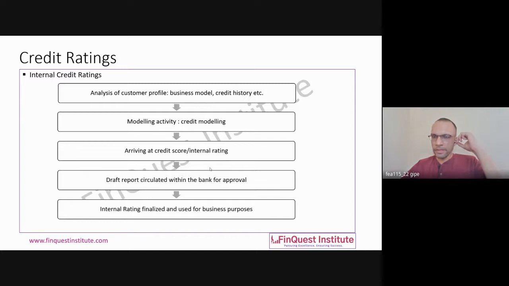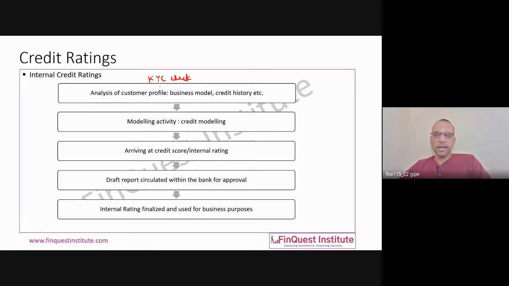Now something to do with internal credit ratings as well. Now this is something which the bank will do for itself, or this will be done by teams which sit within the bank's framework. So a few steps which are followed for assigning internal credit ratings. Firstly, we start with analysis of customer profile. That is, or maybe even before this, we could do basic things like KYC check, etc. So maybe one step prior to this.